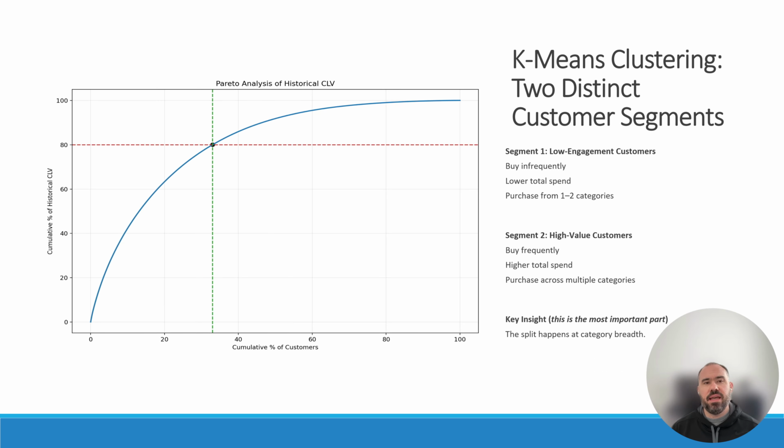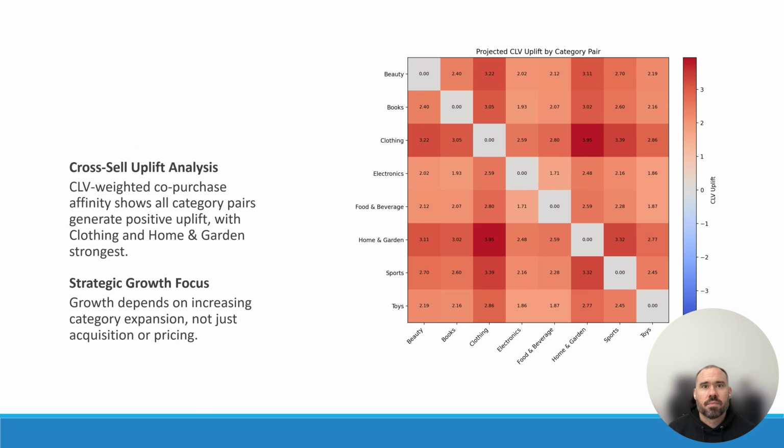After using PCA to identify the variation, we used k-means clustering to group the customers based off those behaviors. The model was able to identify two clear segments of customers. We have our high value, most profitable customers and our lower value customers. The determining factor between these groups is category breadth, which means customers who shop across more categories are higher value. We ran a Pareto analysis and identified that 80% of our total revenue comes from about one third of these high value customers.